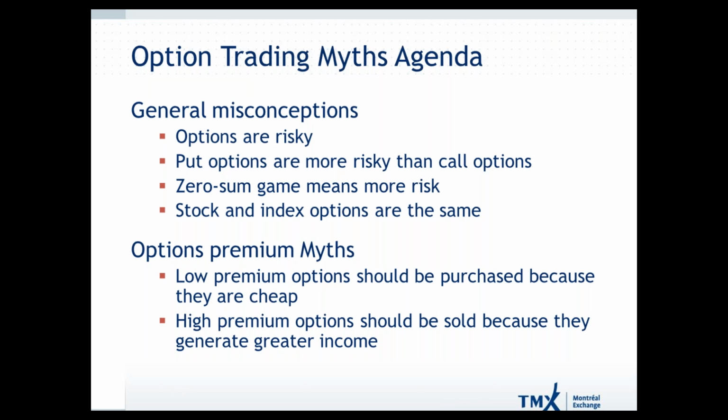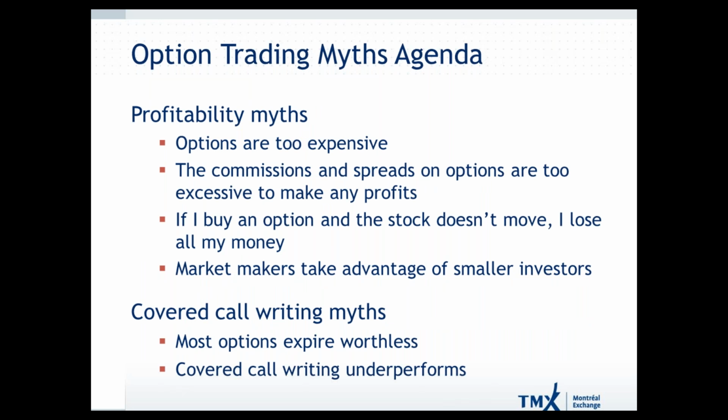We're going to discuss option premium risks, so the question of whether or not low premium options should be purchased because they are cheap, and conversely, whether or not high premium options should be sold because they generate greater income. We'll also take a look at some of the myths surrounding profitability, with the idea that options are too expensive and that commissions and spreads on options are too excessive to make profits. We'll also address whether, when you buy an option and the stock doesn't move, you lose all your money. And finally touch on market makers and whether or not they're actually taking advantage of us as small investors.